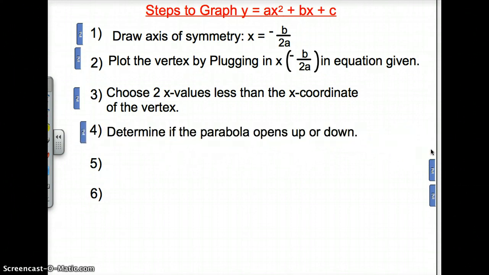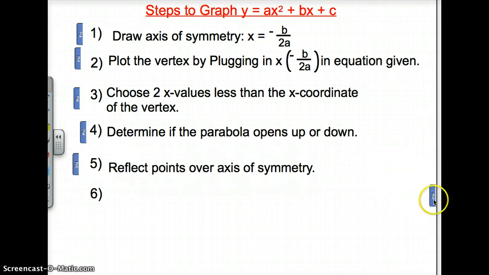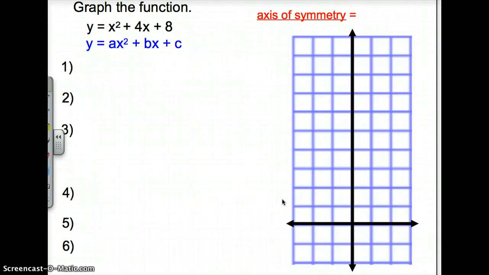4, we determine if the parabola opens up or down. 5, then we reflect the points that we picked. We reflect the points that we picked over the axis of symmetry. And then finally, probably the funnest step is to draw the parabola. So we're going to go over one more example just to make sure that we have everything down.